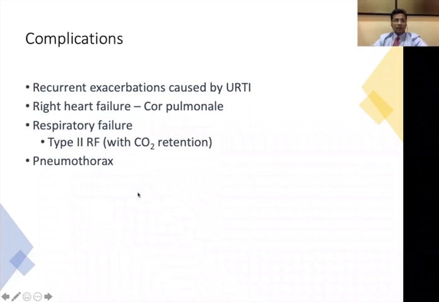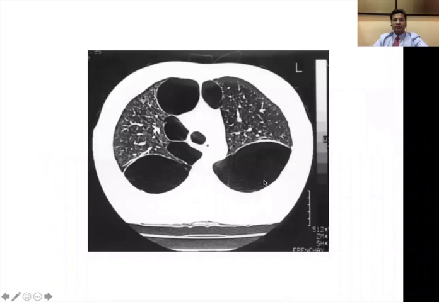Pneumothorax is another complication. The reason is that in COPD, particularly when there's a lot of emphysema, one gets thin-walled air-filled cavities called bullae. These air-filled cavities can rupture into the pleural space, causing pneumothorax.